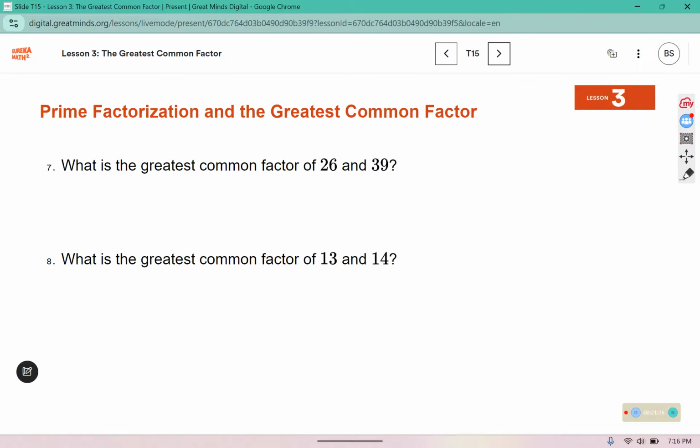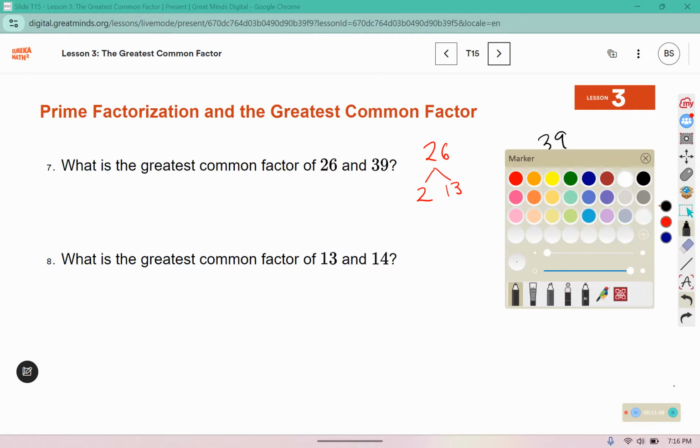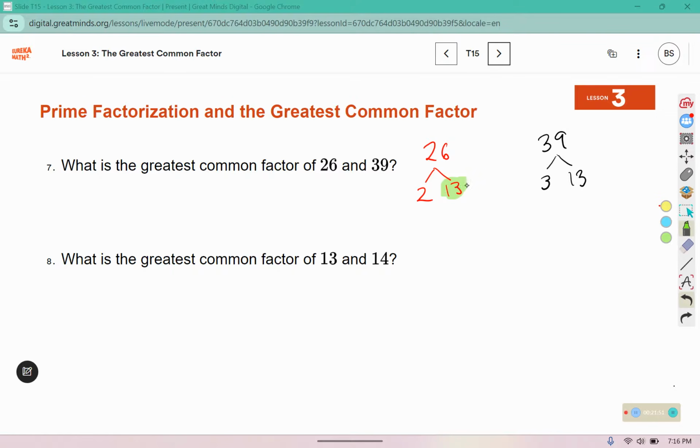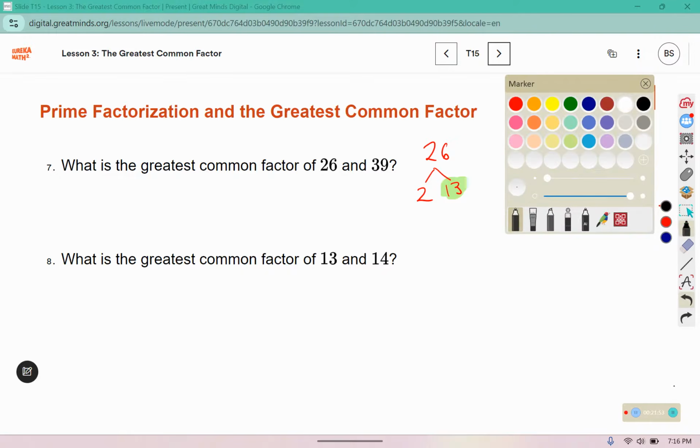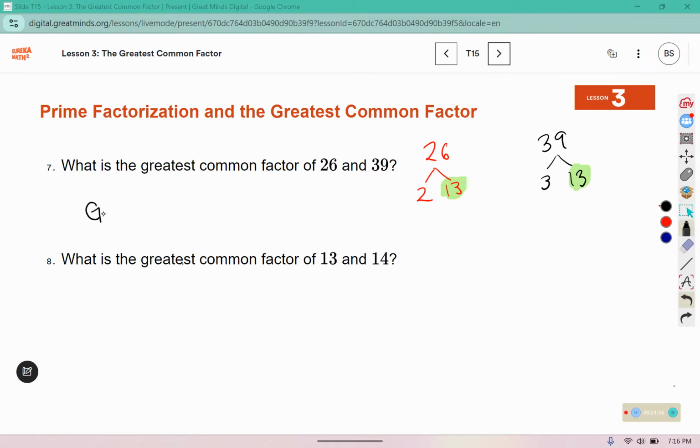So we're looking for the greatest common factor of 26 and 39. 26 is even, so it can be split into 2 and 13. 13 is prime. 39, I notice it can be 3 times 13, and both of those are prime. They both have a 13 in common, so the greatest common factor of 26 and 39 is 13.